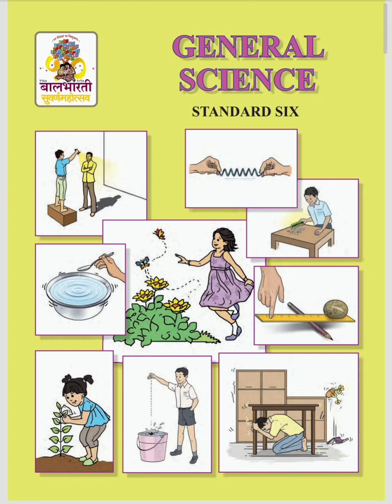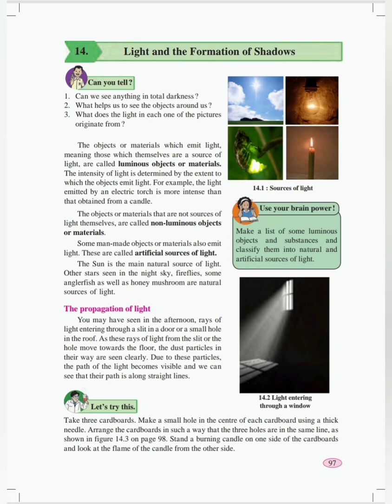Let us first start with the first point of this lesson on textbook page number 97, luminous objects. The objects through which light is emitted are called luminous objects. For example, a torch, a lit candle, or the sun. These are all luminous objects since they emit light. Therefore, they are called luminous objects.